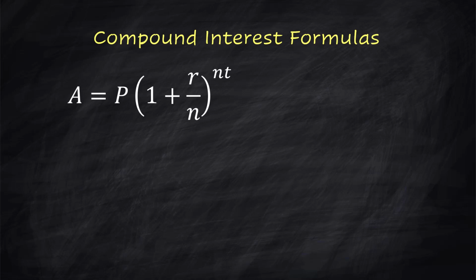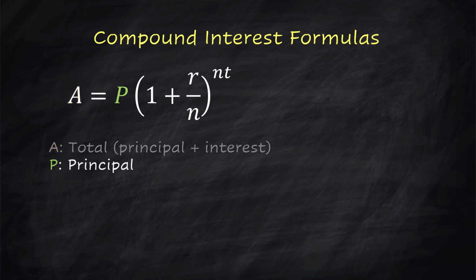Looks kind of complicated, but let's break down what all those things mean because you're just going to plug numbers in for most of those. A stands for the total amount in your account. That would be the principal plus interest. P is principal. Principal means the amount of money you invested at the very beginning. R is the interest rate.